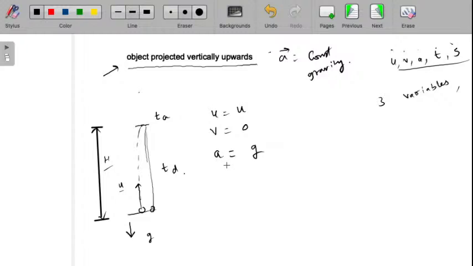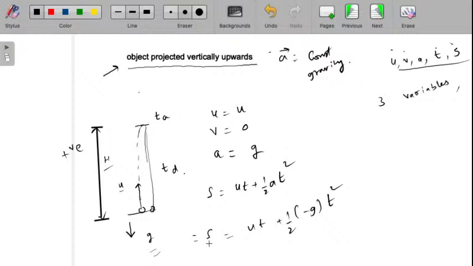Now all I need to find is the value of s. We have the relation s equals ut plus half at square from basic kinematics. The same equation can be represented with vectors, which we'll see shortly. When I apply this with the sign convention of upwards positive, ut stays, and plus half a, where a is g downwards, so I have to take it as negative. So s equals ut minus half gt square.